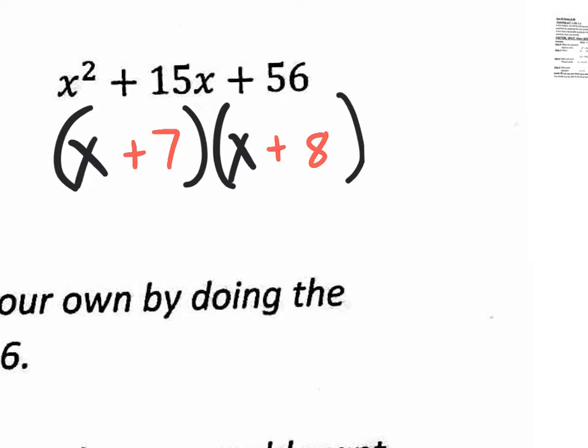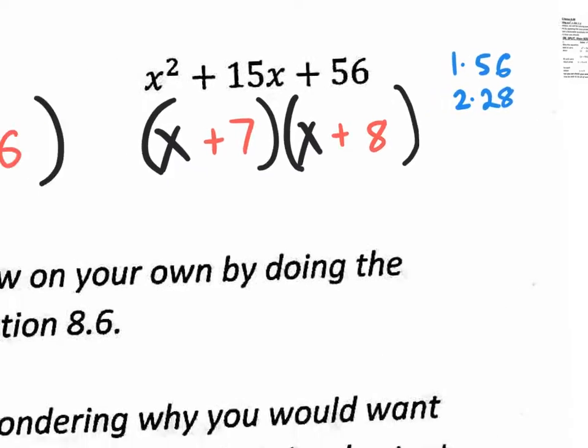Now, if you didn't see that, you'd probably want to write a list like 1 times 56, 2 times 28, 3 times something, 4. And you could just make your whole list and then compare your pairs of numbers, and you'll see that 7 and 8 is the only pair of numbers that combines together to give you 15. So that's a correct factored form.